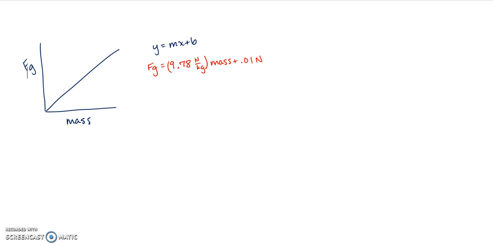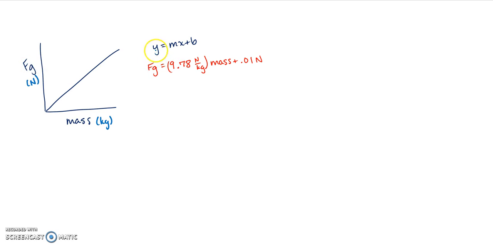So what I did here is I pulled some sample data from a group. They had force of gravity, and I should put units on here, in newtons, and mass in kilograms. We always work in kilograms in physics because we work with very large objects. And then it was a straight line, and so they had the equation y equals mx plus b.